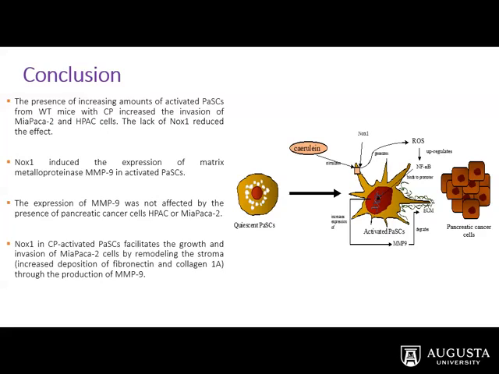The expression of MMP9 was not affected by the presence of pancreatic cancer cells, and NOX1 in chronic pancreatitis activated pancreatic stellate cells facilitated the growth and invasion of MIA PaCa cells by remodeling the stroma through the production of MMP9.